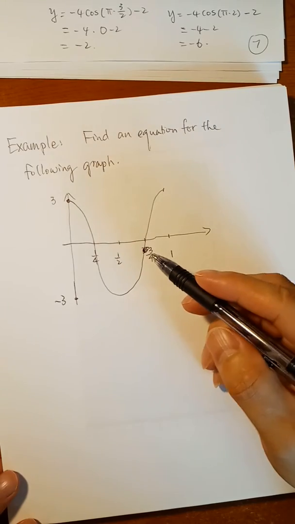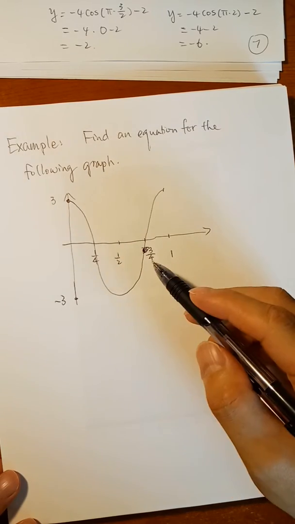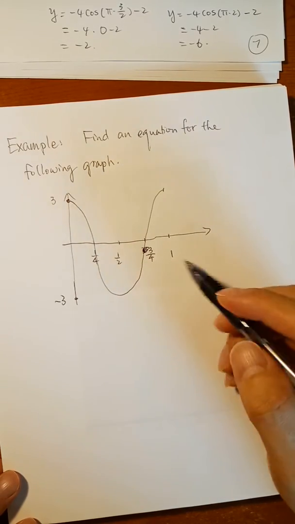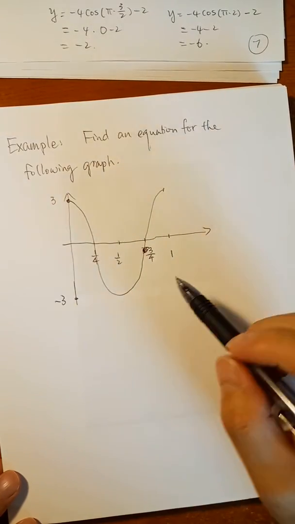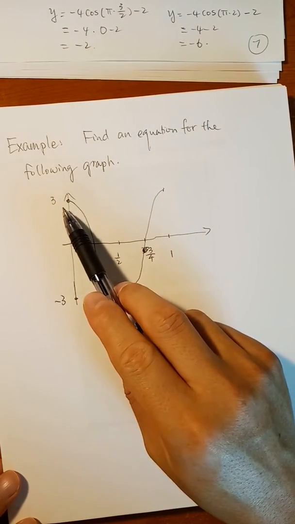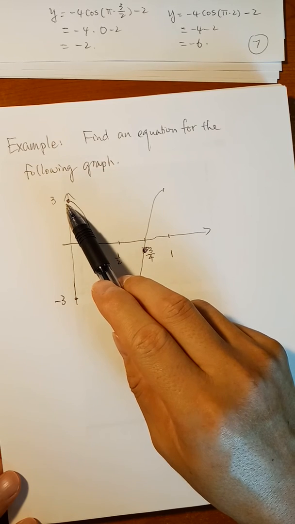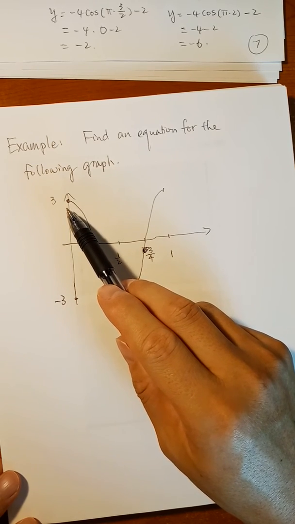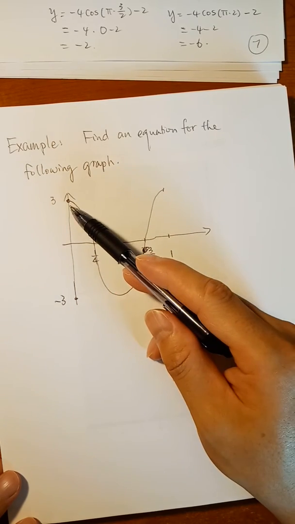Let's see. First of all, you have to determine, is this a sine graph or cosine graph? Sine graph starts from 0. Cosine graph starts from the top point. So here it starts from the top point. It is a cosine, and it starts from the top.